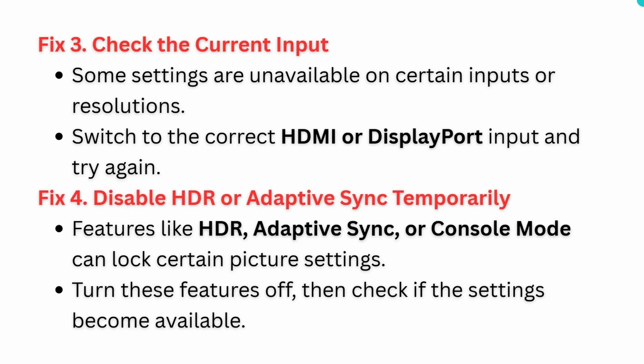Fix 4. Disable HDR or adaptive sync temporarily. Features like HDR, adaptive sync, or console mode can lock certain picture settings. Turn these features off, then check if the settings become available.